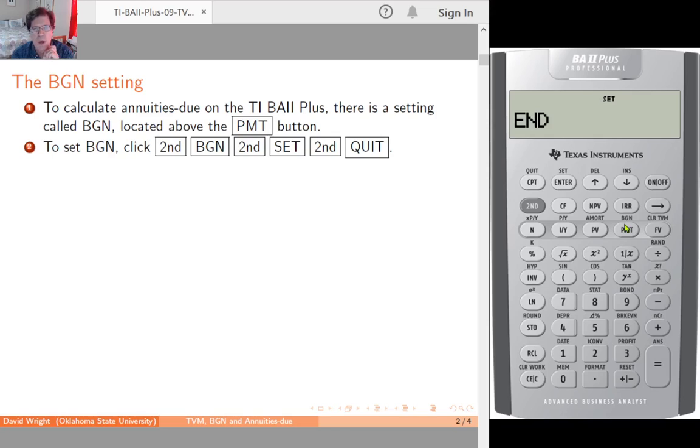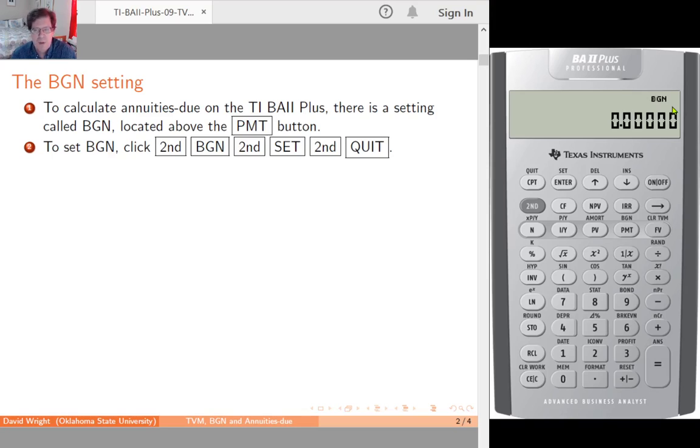And currently it's showing end of period payments. So to change that, you have to say second set, which is over the enter key. And that changed it to BGN. And now to get out of this menu, you say second quit. So second BGN, second set, second quit. And now you can notice that the calculator has a little BGN symbol. That's supposed to remind you that you have set the BGN.